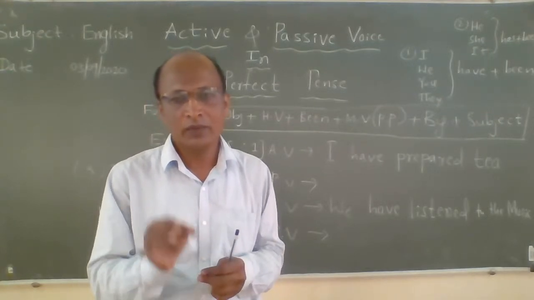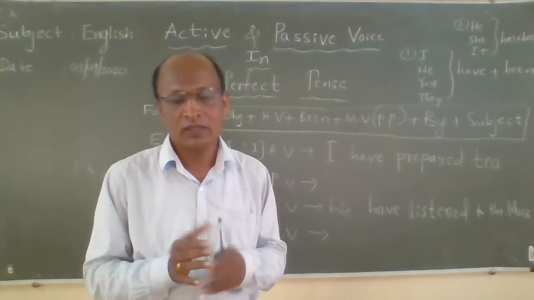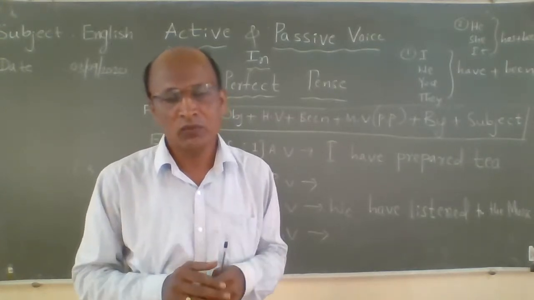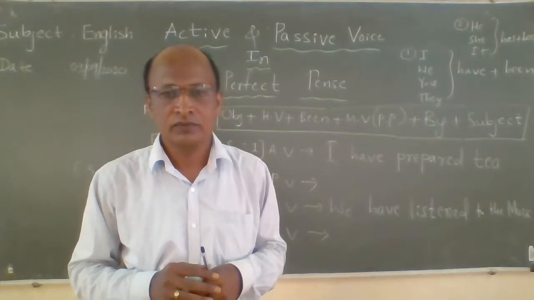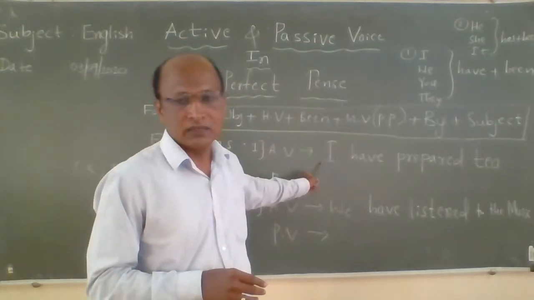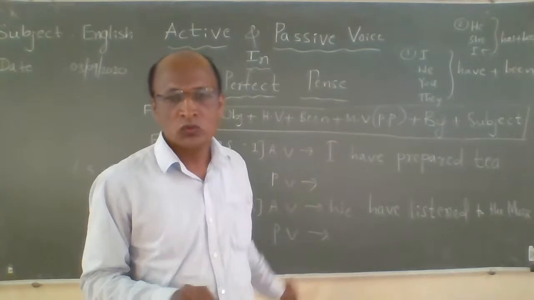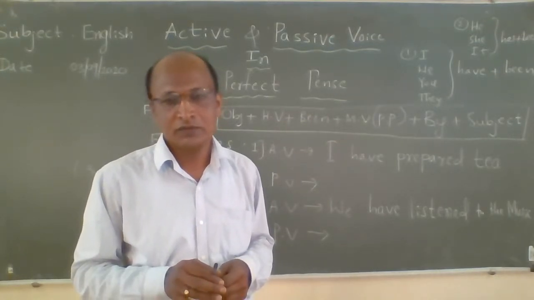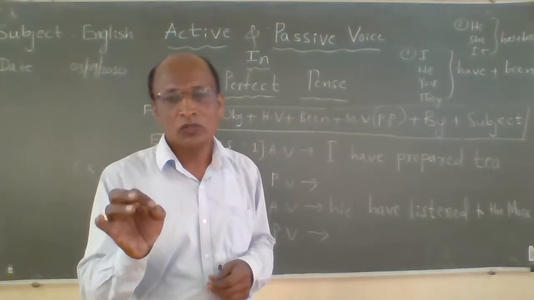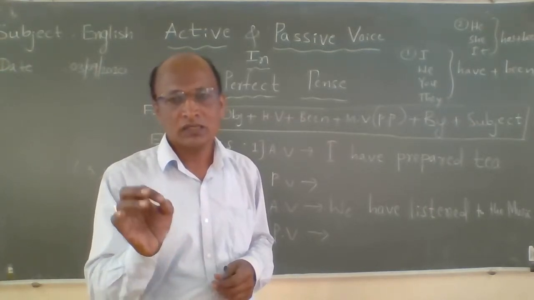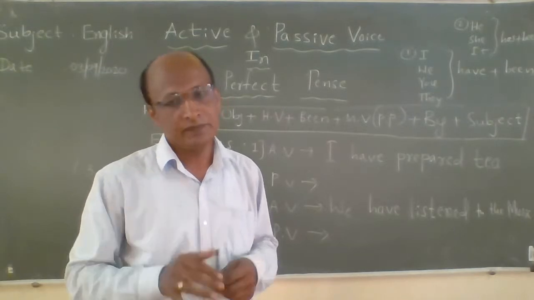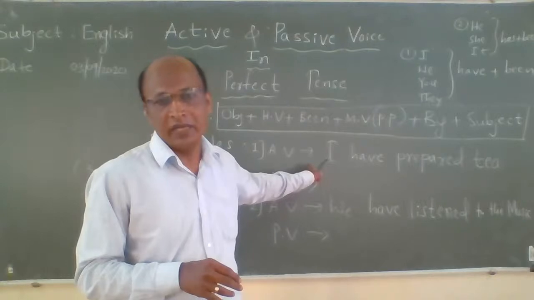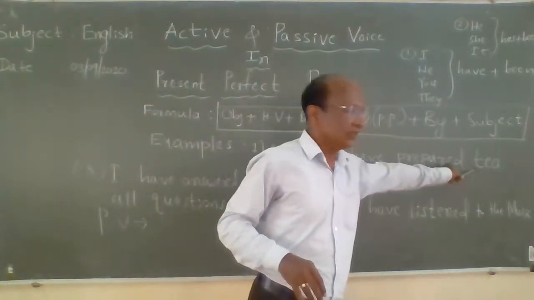In active, we give importance to the subject. When it comes to passive voice, we give importance to the object. What do you mean by subject? What do you mean by object? Here, I is the subject. Subject is nothing but the doer of the action. Doer. A person who does some work is called the subject or doer of the action. Right? Here, I is the doer of the action. And tea is the object.